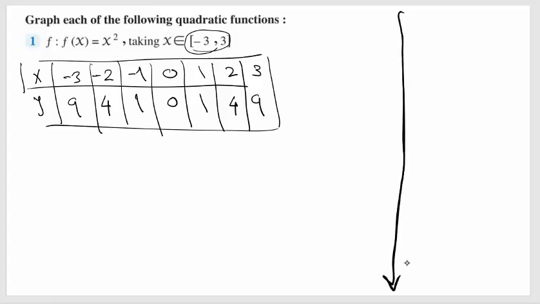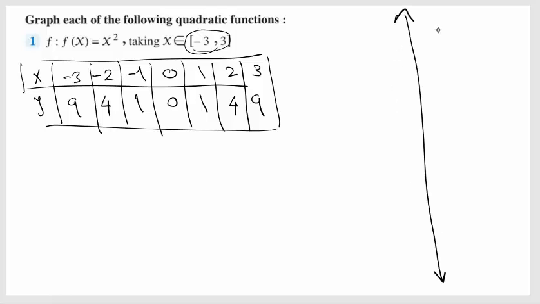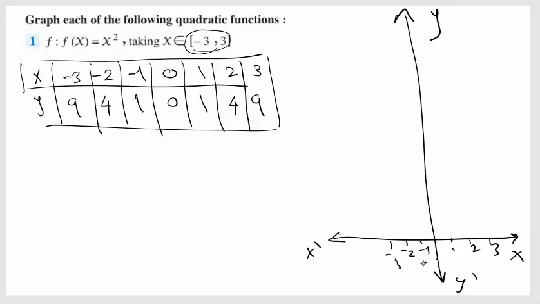Let's move to the next point, which is representing graphically and plotting these points. I will draw my vertical axis like this. After that, I will draw my horizontal axis like this, putting x, x dash, y, and y dash. 1, 2, 3, -1, -2, -3. On the y-axis, 1, 2, 3, 4, 5, 6, 7, 8, and the last one is 9, 10. Let's put our points together.